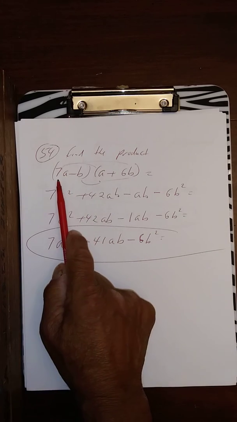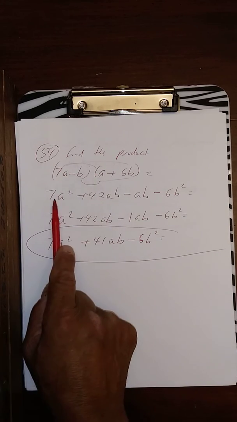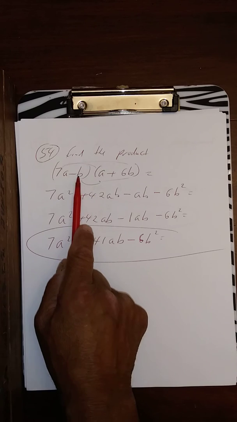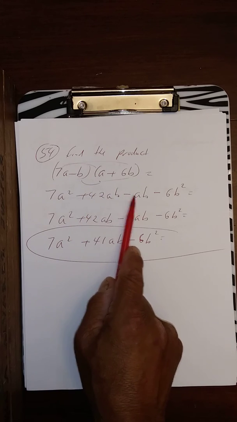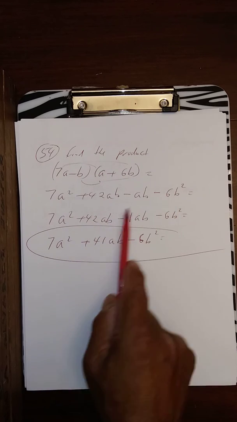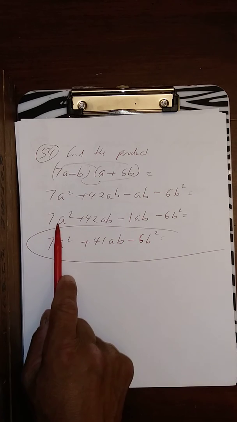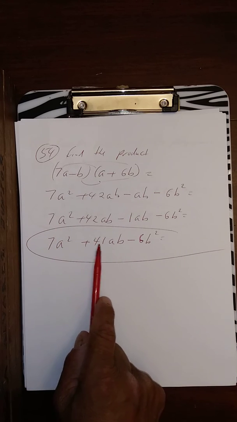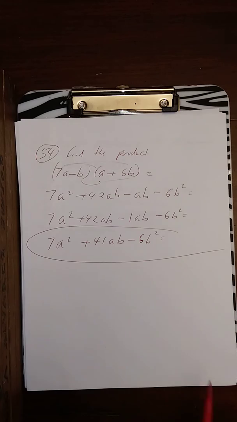Find the product. 7a times a, 7a squared, 7 times that is 42. That times that is negative 1ab. That times that is negative 6b squared. But this is a 1. 7a squared, this and this is going to be 41ab minus 6b squared.